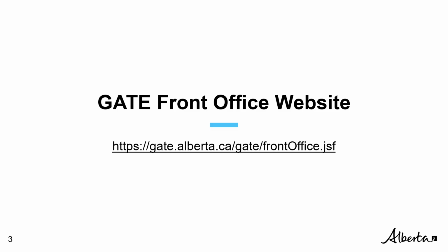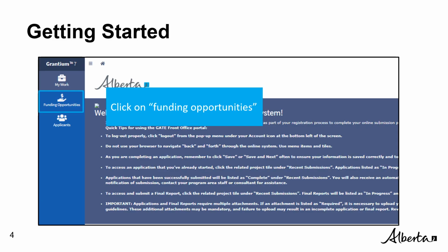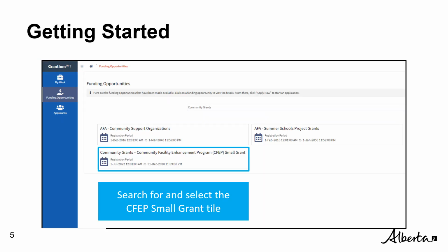First, start by visiting the Gate Front Office webpage. This web address can be found in the email containing your login credentials. To begin your application, click on Funding Opportunities from the left side menu of the home page. Please note that all ministry grants will be listed, and you will have to scroll down until you see the program that you wish to apply for. In this example, we will click on Community Grants Community Facility Enhancement Program Small.